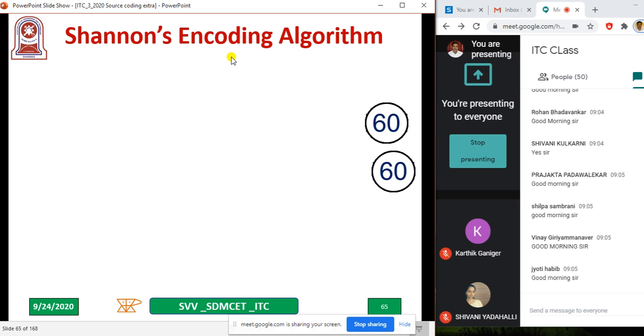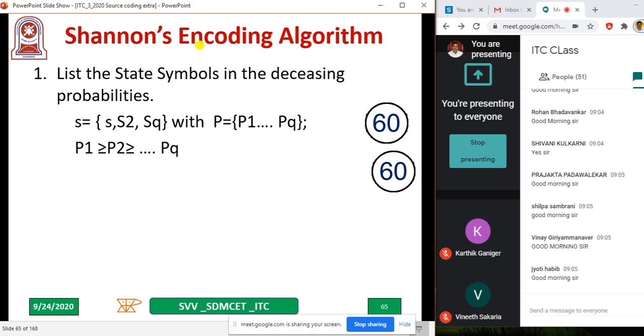Shannon's encoding algorithm. Steps are there. In the beginning, we will discuss theoretically all the steps. Then using those steps, we will solve one problem. Then directly we will start discussing problems. So let us take, one by one, the steps of Shannon's encoding algorithm.